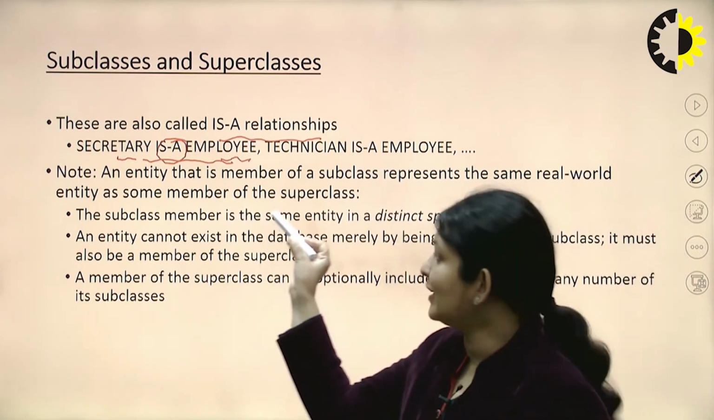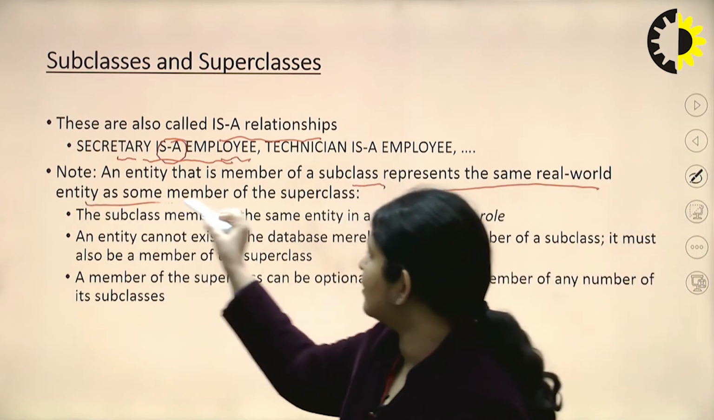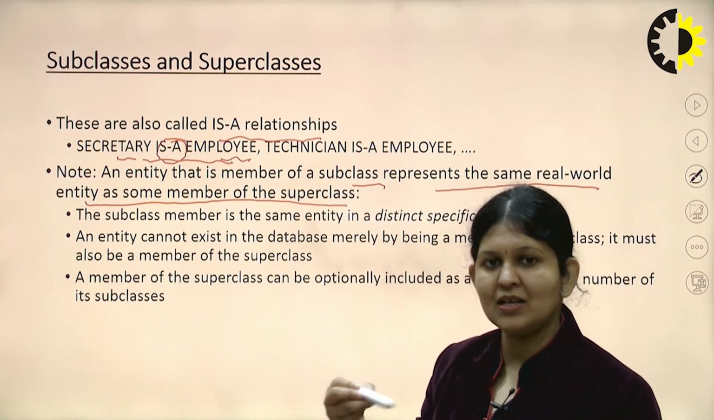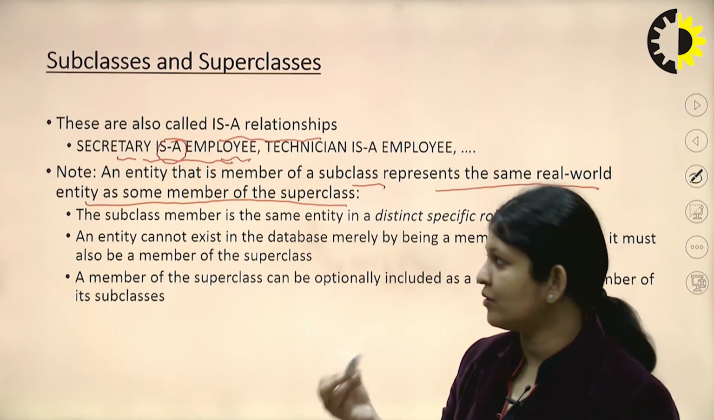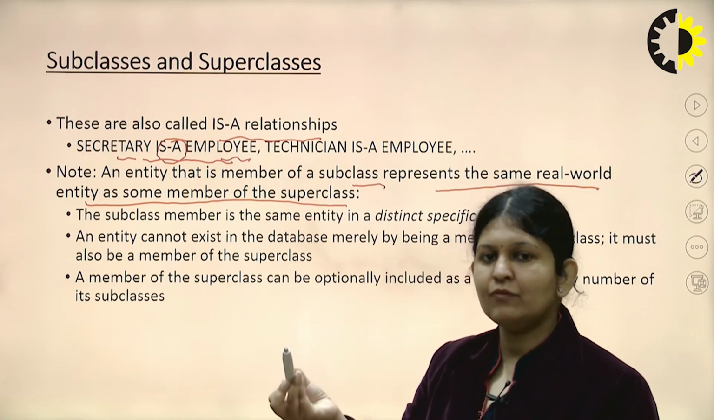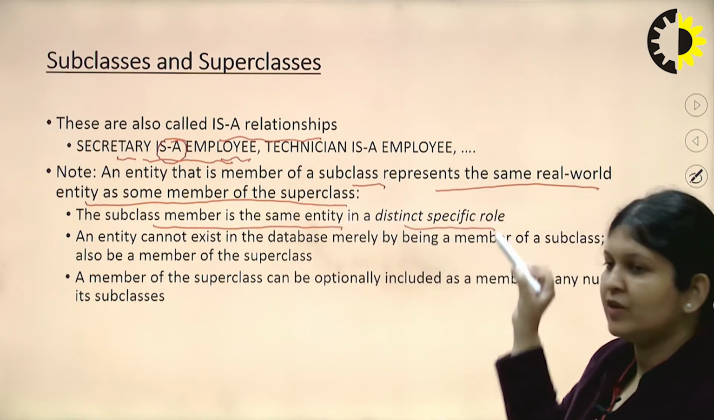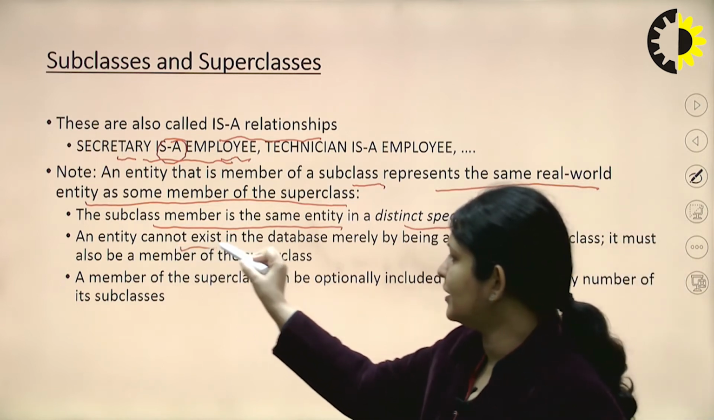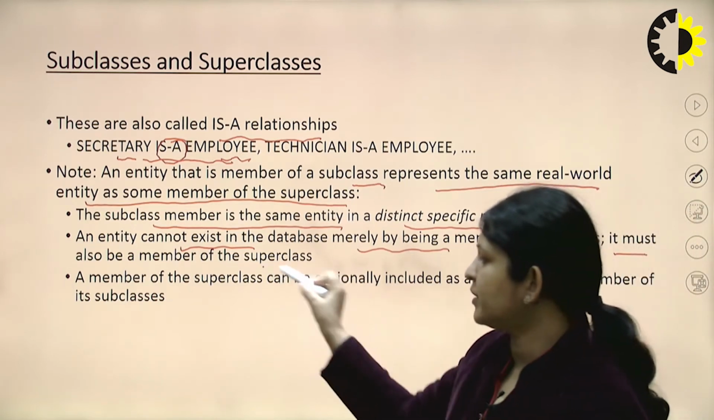Note, an entity that is a member of a subclass represents the same real world entity as some member of the superclass. So definitely the entity which is in the subclass would be a real world entity in the superclass also. All the members of the subclass would implicitly be members of the superclass also. So a subclass member is the same entity in a distinct specific role, only that they are playing a particular role. So an entity cannot exist in the database merely by being a member of a subclass. It has to be a member of the superclass also.